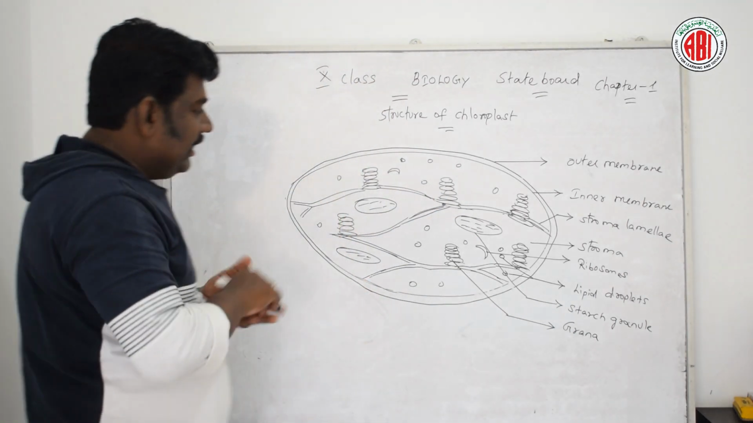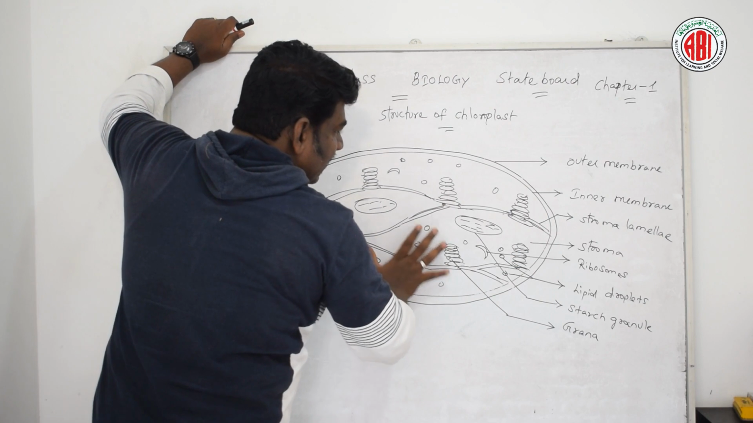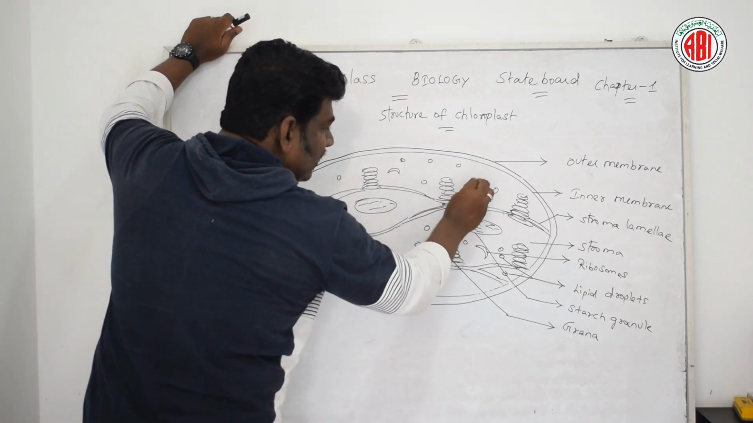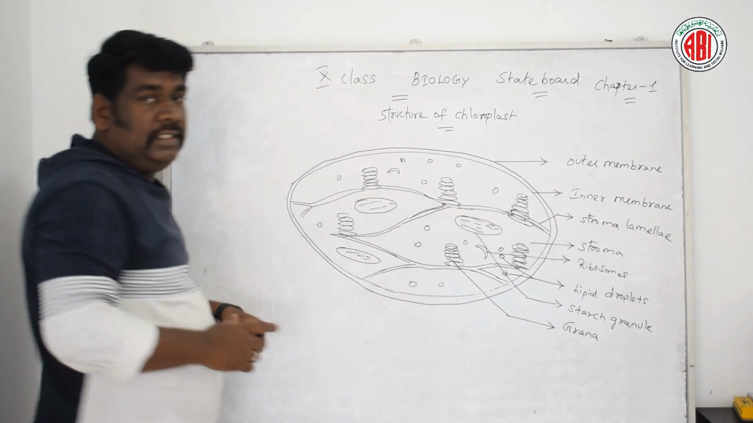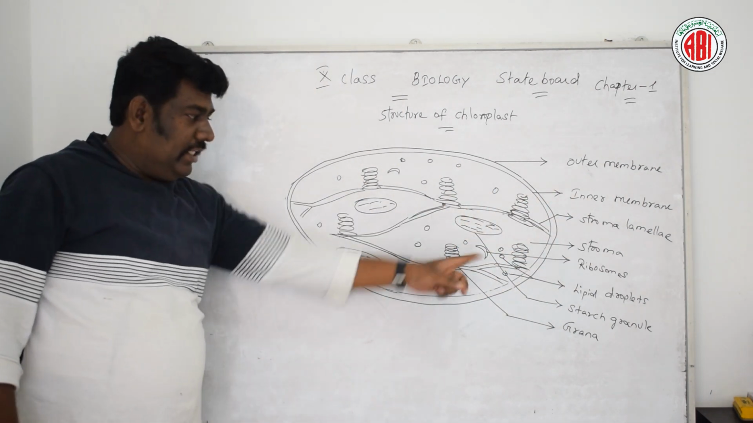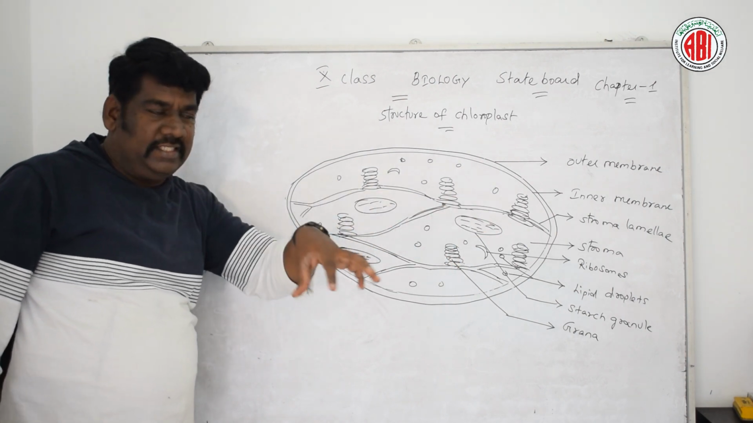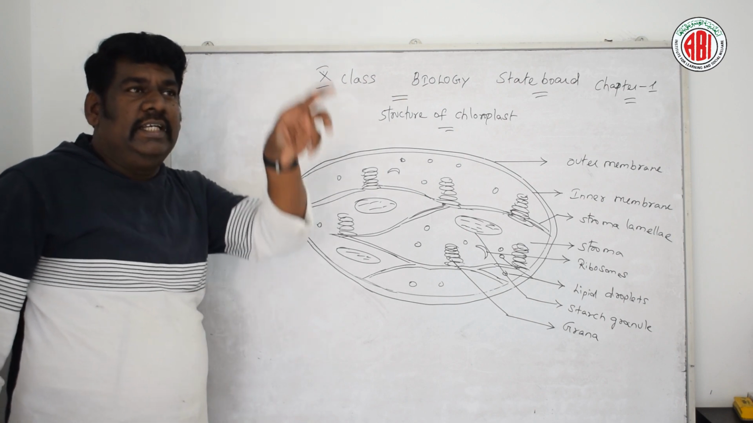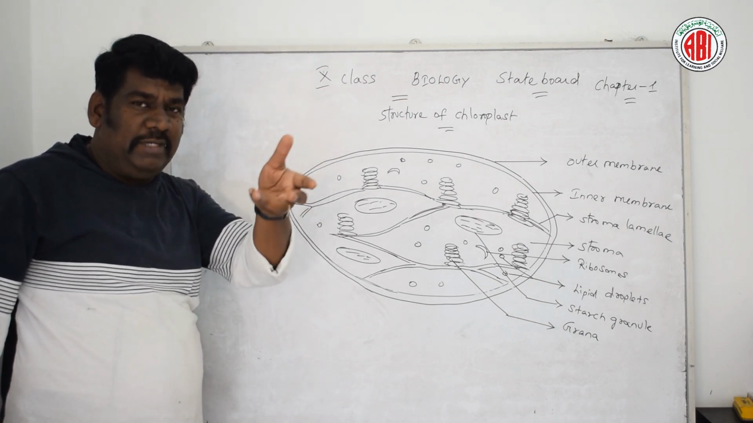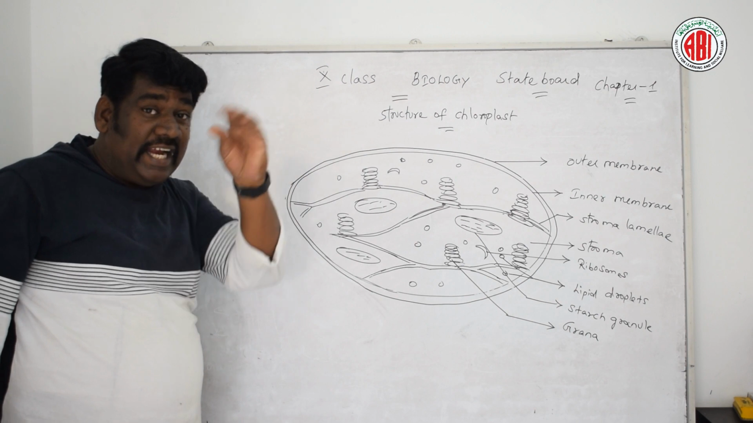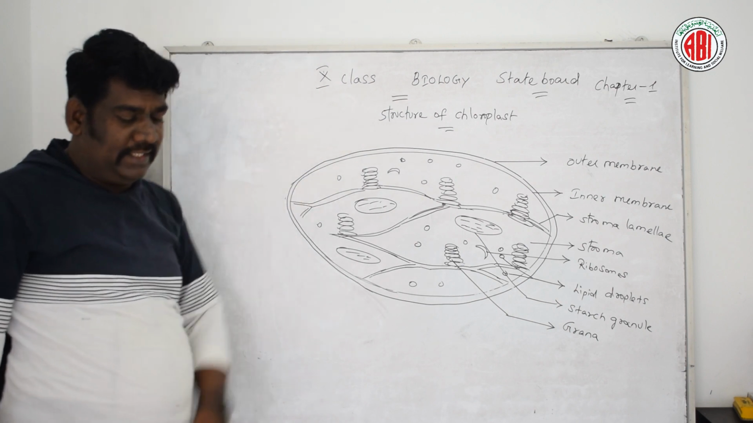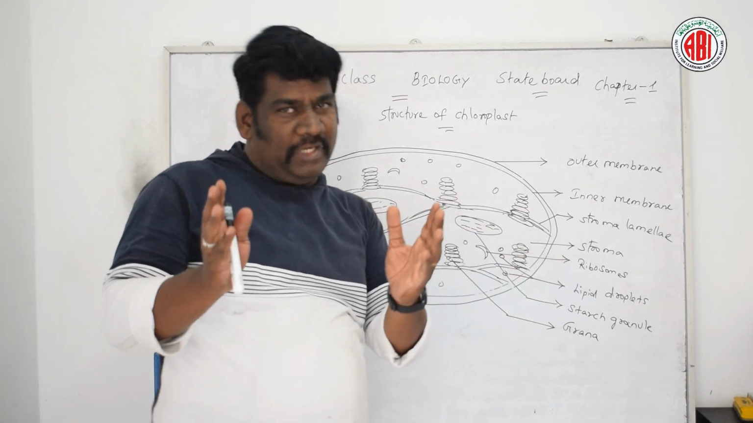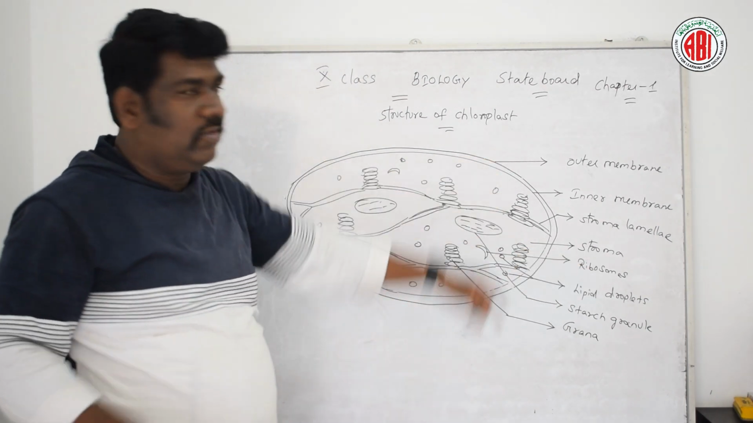Okay. Next, inside of this structure, you can see some empty spaces. This empty space is called stroma. That is very important. In the stroma only, all these structures are placed. So stroma is the most important part. Like in an animal cell or plant cell, inside we can see cytoplasm, the liquid part. Like that, this stroma is similar to the cytoplasm present inside of this chloroplast.